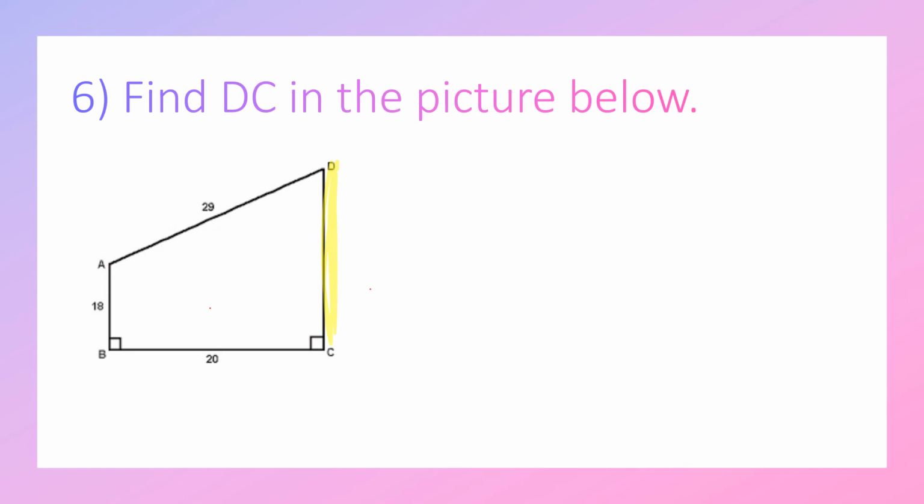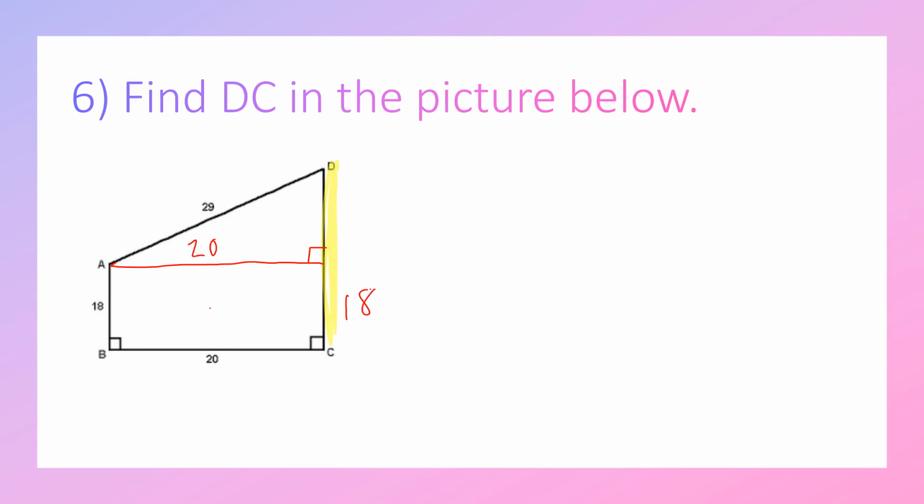What we can do is draw a line straight across to create a right triangle and a rectangle. Rectangles always have a right angle in the corner. So this side would be 18, this side would be 20.